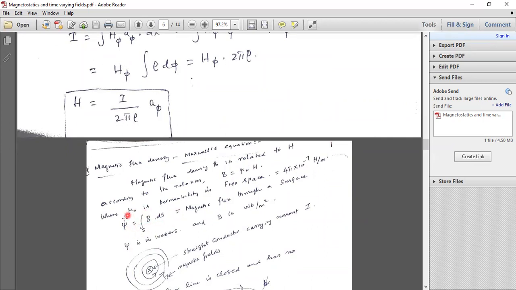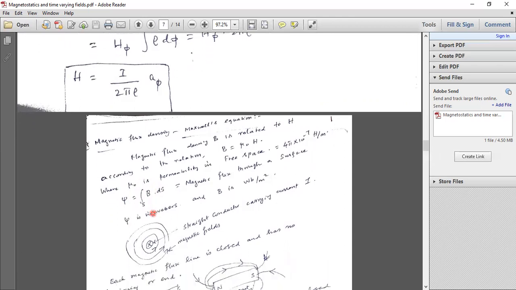What is psi? This equation represents Gauss law for magnetic field. If you know the magnetic flux density, you are considering a closed surface, and the magnetic field lines passing through that closed surface are equal to the flux linked with that surface. This is given by Gauss law for magnetic field, similar to your Gauss law for electric field.